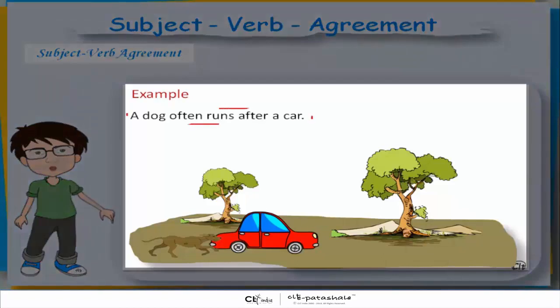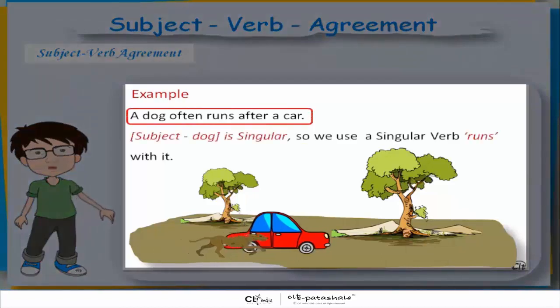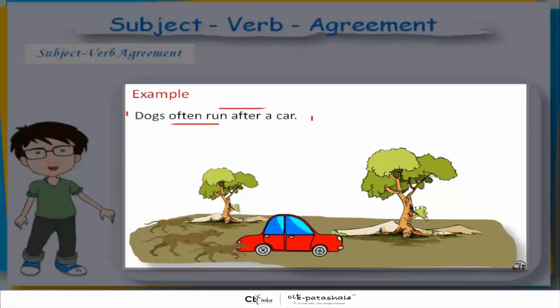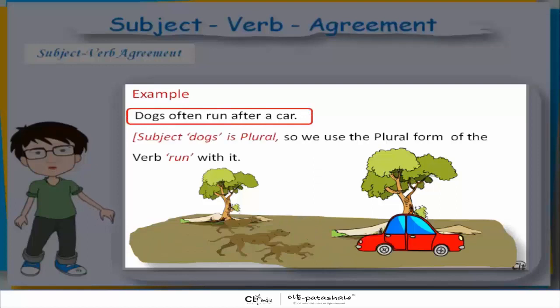Example: The dog often runs after the car. The dog is a subject which is singular, so we use a singular verb, runs, with it. Dogs often run after a car. The subject dogs is plural, so we use the plural form of the verb, run, with it.